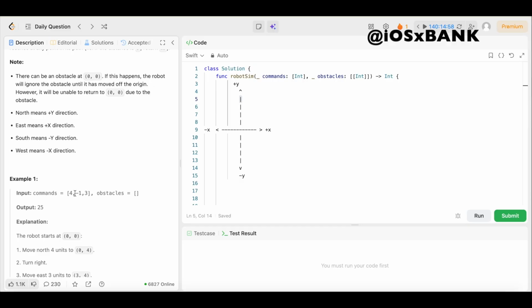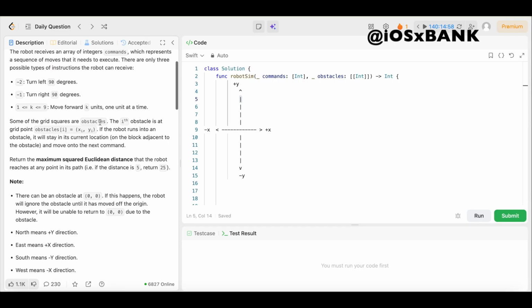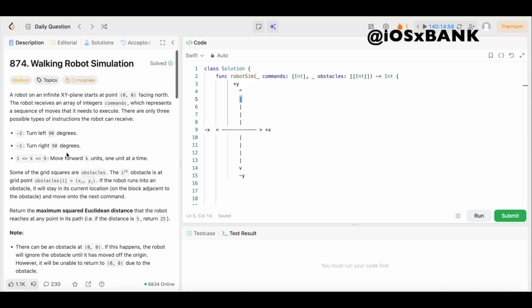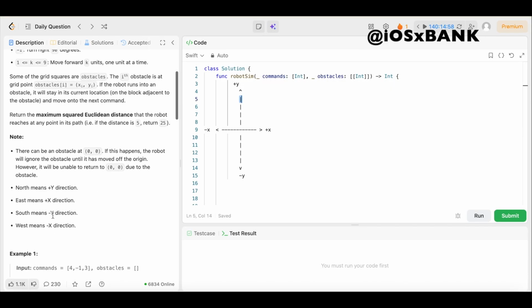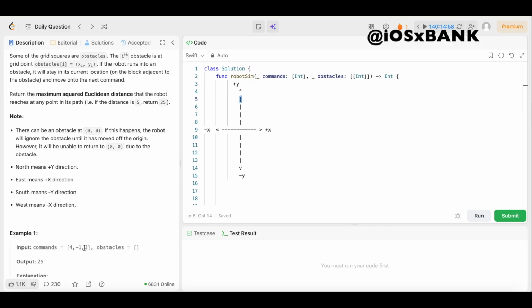Then we see this -1 right here. -1 means we're going to turn right 90 degrees. So now we're right here, but now we're facing towards the plus x. So we're facing east. And then we come right here and we go 1, 2, 3. So now we're right here.